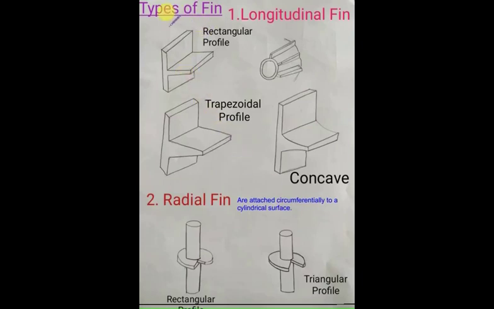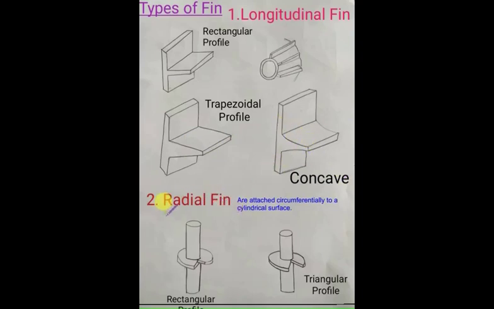The first is nothing but longitudinal fins. Here you can see that the fins are available in a variety of shapes. First is a rectangular profile. So these are the rectangular profile fins. This is also a rectangular profile. A rectangular portion is attached to the base plate. Same for a circular section, a rectangular profile fin is attached. Now the fin can be of a trapezoidal profile also. You can see it is a trapezoidal profile. Also it can be in a concave shape. Here you can see a concave shape.